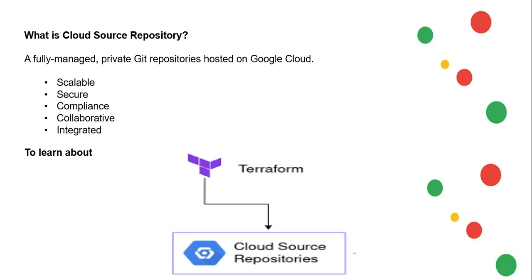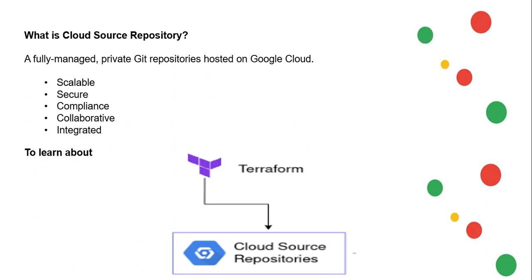The scalable part: you can add as many users and manage the code changes you need to store in the repository. Secure: Google provides top-notch security. Next one is compliance: a number of industry standards are complied with by Google Cloud repositories. Next one is collaboration: you can keep track of changes to your code, and also establish branches, merge requests, and issue tracking. Next one is integrations: you can integrate with additional Google platforms based on your needs.